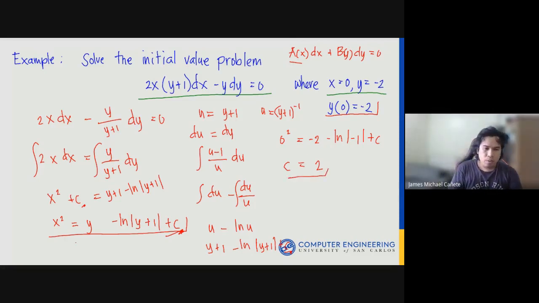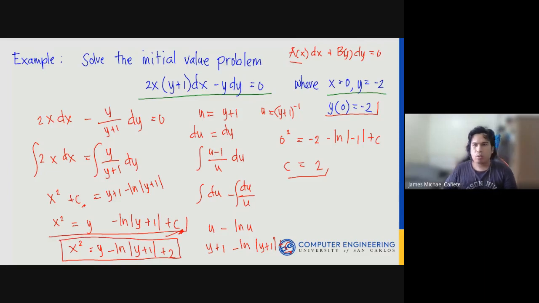Which makes the final answer x squared equal to y minus ln of y plus 1 plus 2, the absolute solution to the differential equation.